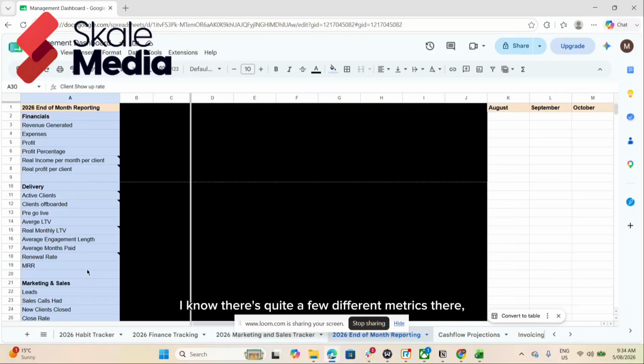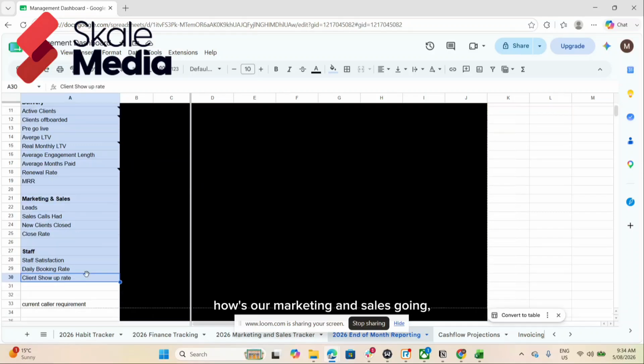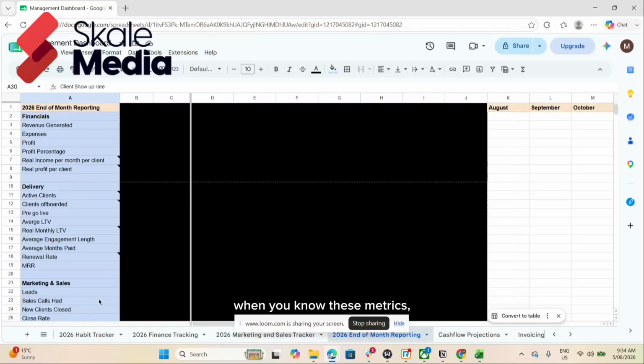I know there's quite a few different metrics there, but I really like to look at financially how we're doing, how's our delivery going, how's our marketing and sales going, and how are our staff performing and are they satisfied? So I hope you can take a little bit away from that. Obviously, if you measure something, it's a lot easier to be able to change it, adapt it, and make sure that your business is headed in the right direction. When you know these metrics, there's a good chance that you're able to do that.